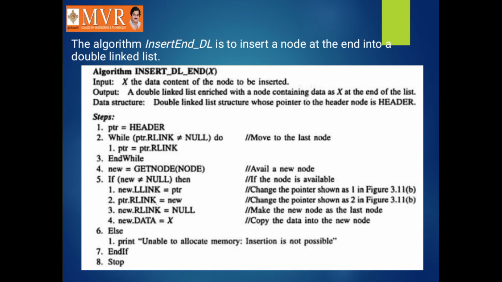If the node is not available, that is the else part, step 6, if the node requested by the user is not available in the memory, then the memory manager will return a message: unable to allocate memory. So this is the algorithm for performing an insertion at the end of a double linked list.